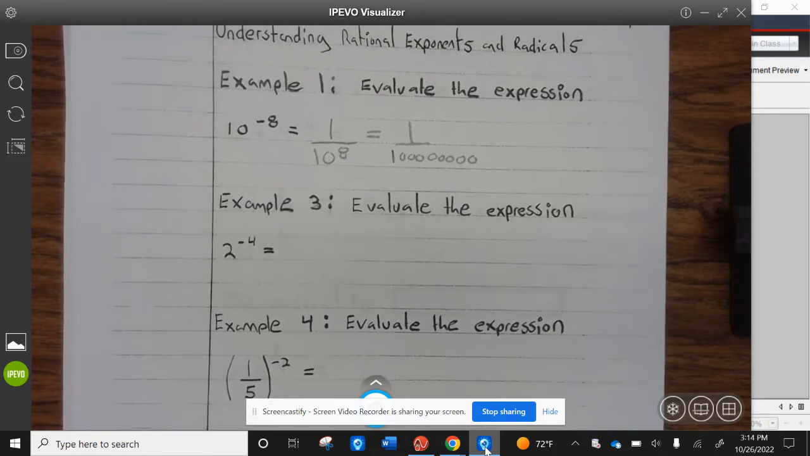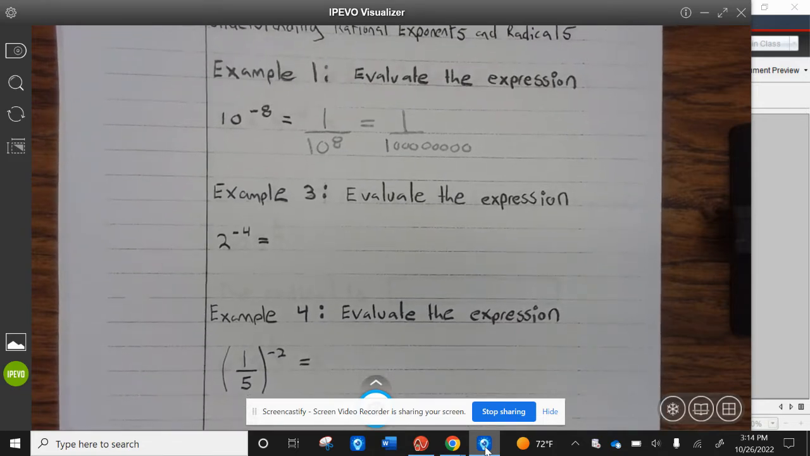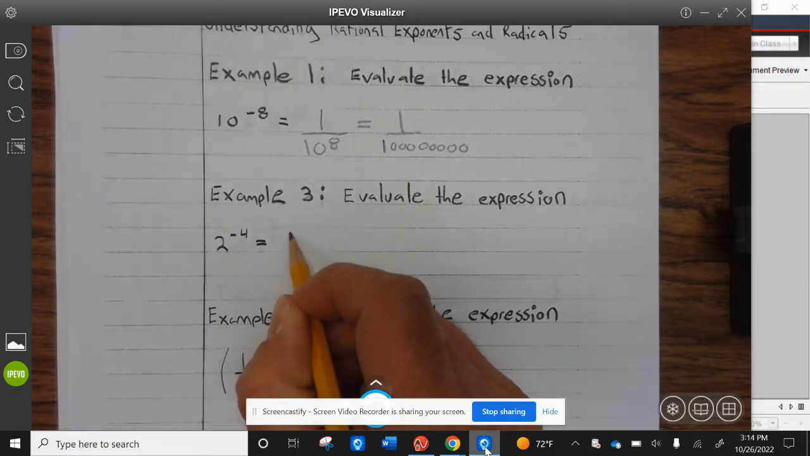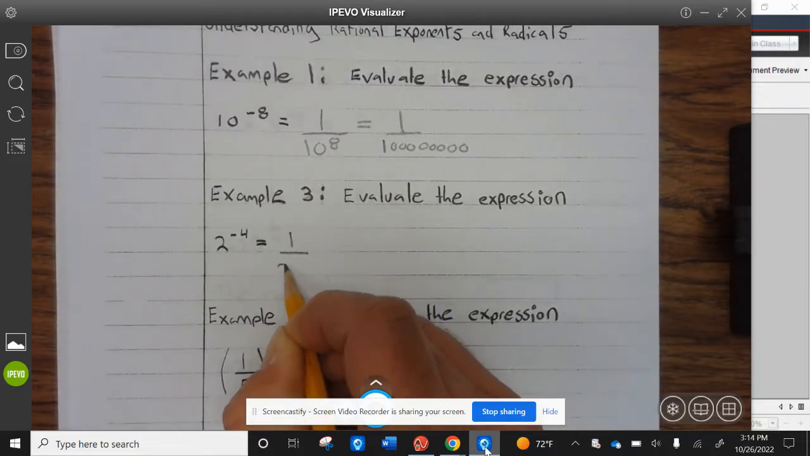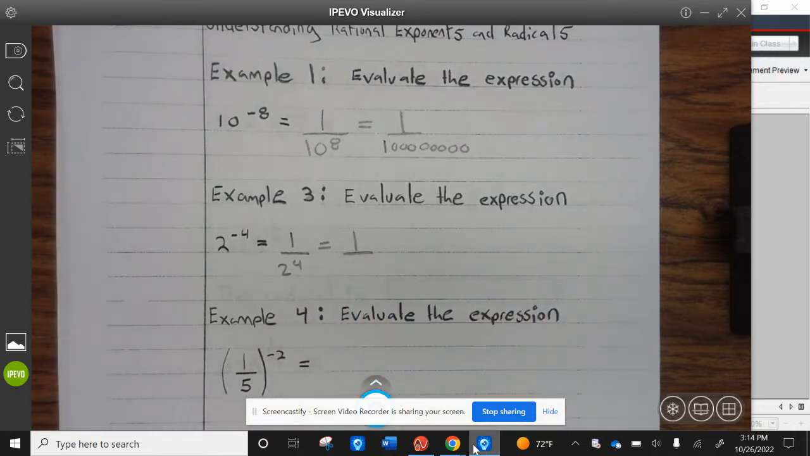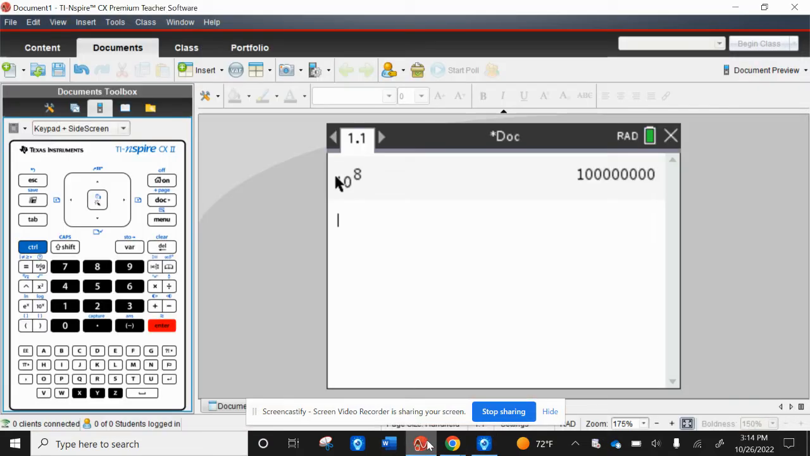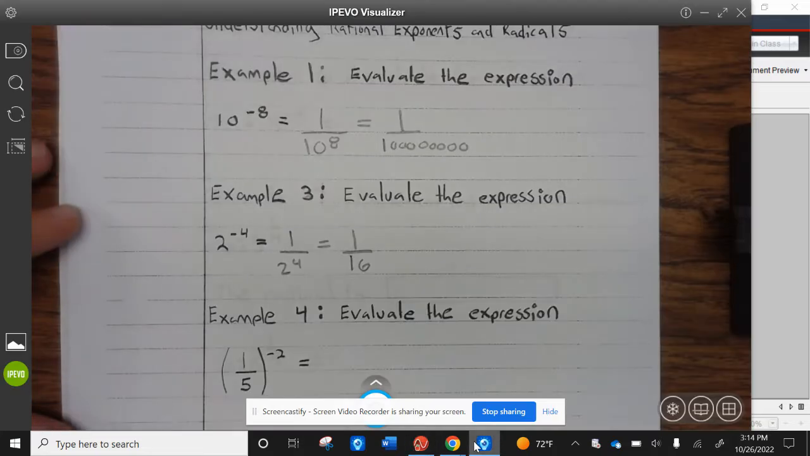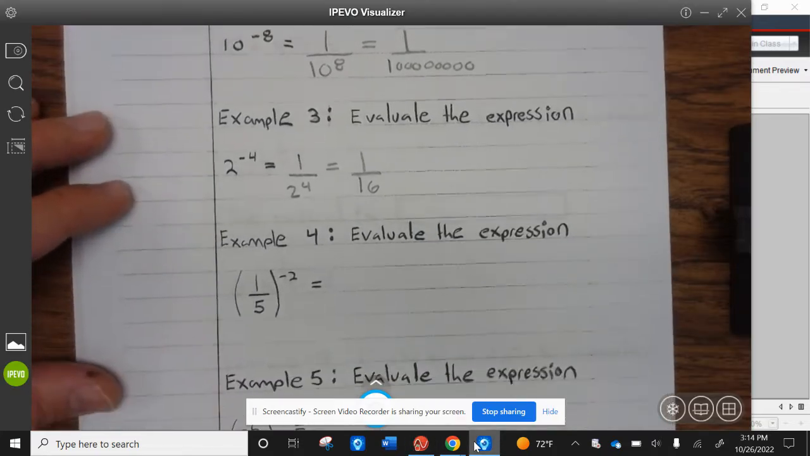Okay, let's take a look at example 3. Evaluate the expression. Well, that equals 1 divided by 2 to the 4th power, which equals 1 divided by, and let's go ahead and put 2 to the 4th power in our calculator. So 2 to the 4th is 16. So that's 1 divided by 16.